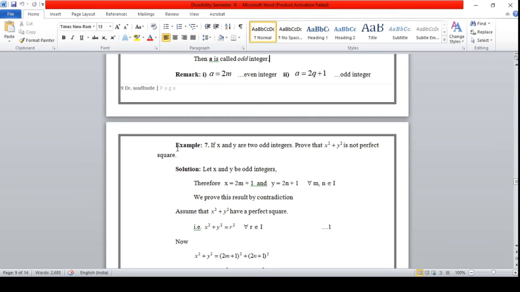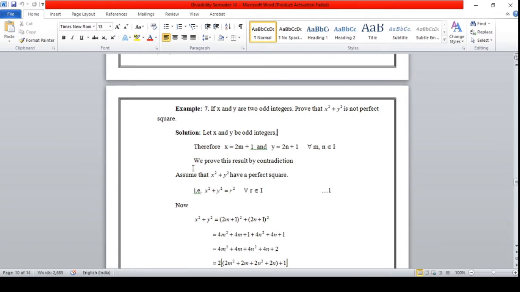Let x and y be two odd integers. Prove that x square plus y square is not a perfect square. This means x and y are two odd integers, of the type x is 2q plus 1 and y is 2q plus 1. So the first odd integer's square plus the second odd integer's square is not a perfect square.